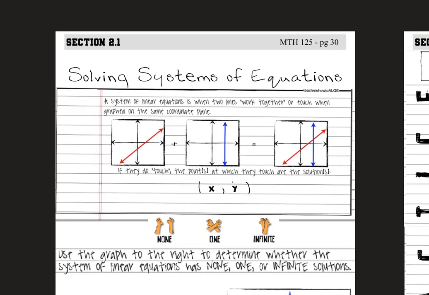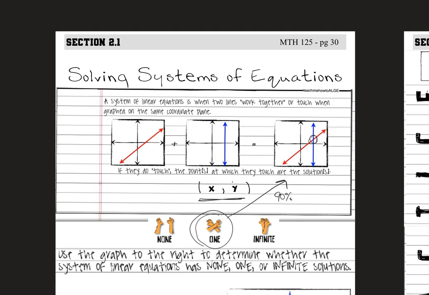When you have two lines and they intersect in one spot, which is right here, then that means there's one solution. That one solution happens right here, and the solution comes in the form of an ordered pair. And this happens probably 90% of the time. This is going to happen a majority of the time.